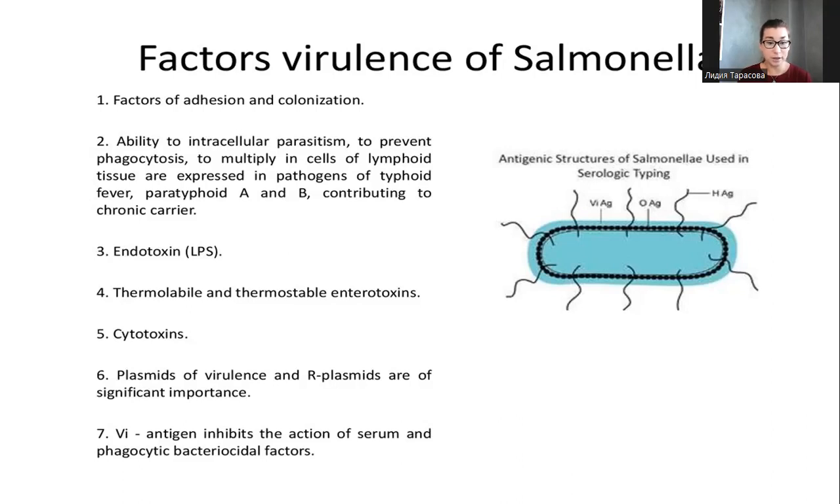Endotoxin, LPS, thermolabile and thermostable enterotoxin, cytotoxin, plasmid of virulence, and antibiotic resistance plasmid. Vi antigen inhibits the action of serum and phagocytic bactericidal factors.